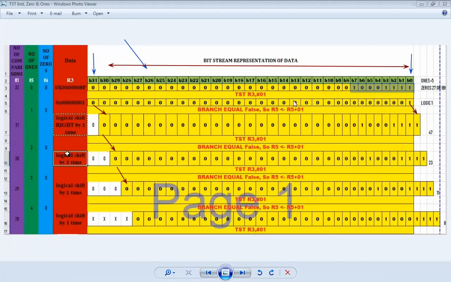As of now, you should understand what this TST instruction is, how our data is saved, and how this shifting operation happens. So till this point, are we clear? Can I proceed? Yes, can I get some response? Yes, sir. Fine. Okay.